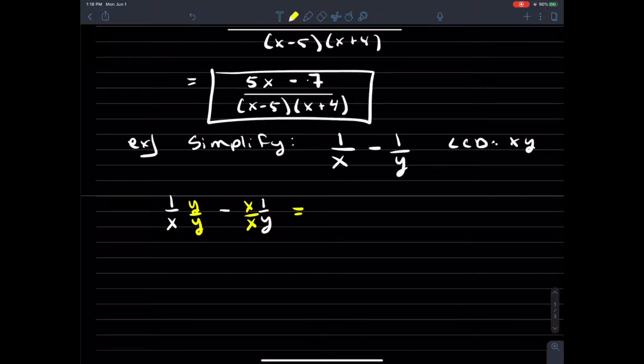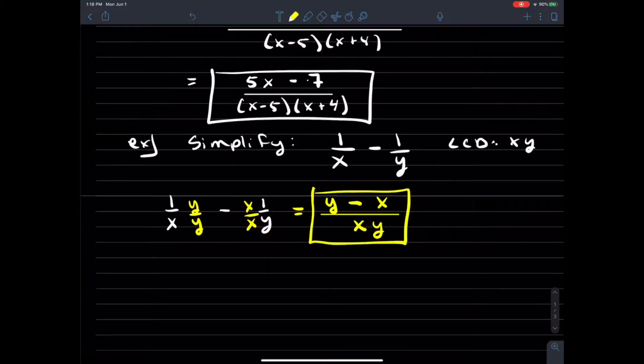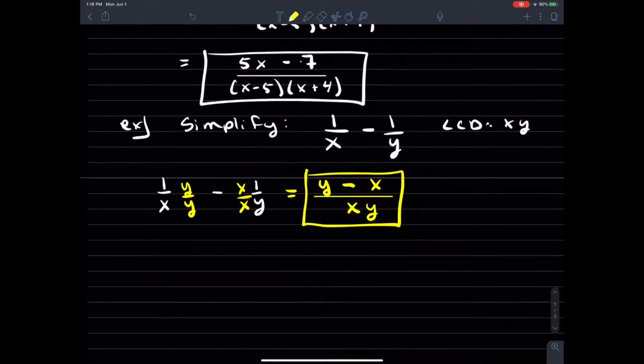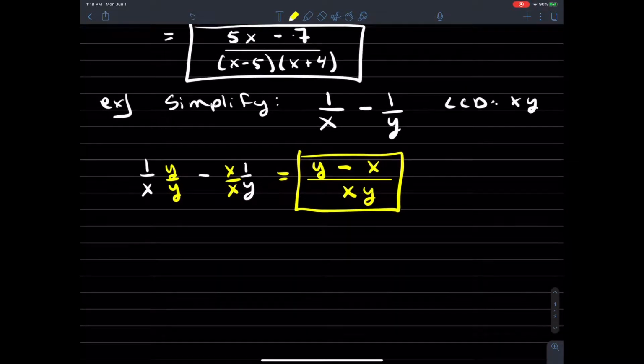So I can see it's y times 1 is y, minus x times 1 is x, all over my common denominator x, y. And we cannot cancel anything because y minus x can only cancel with y minus x, x with x, y with y, so we are done. Nothing cancels.